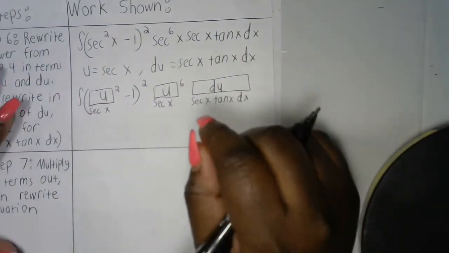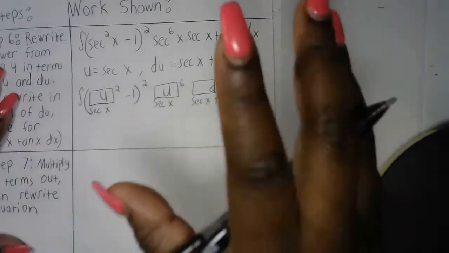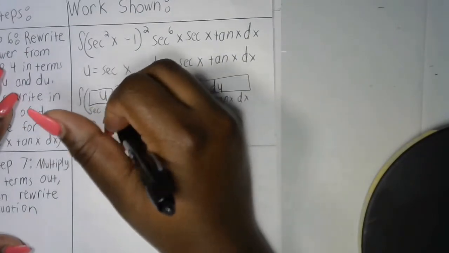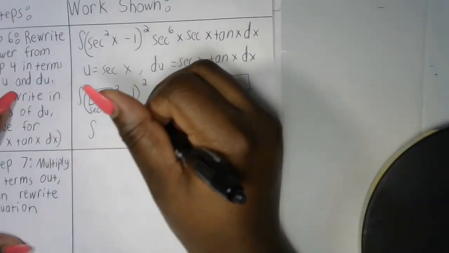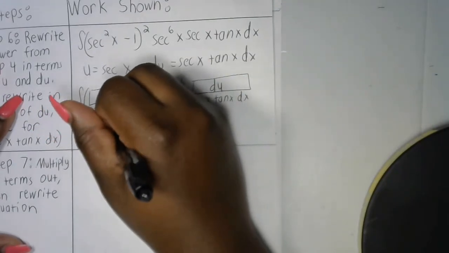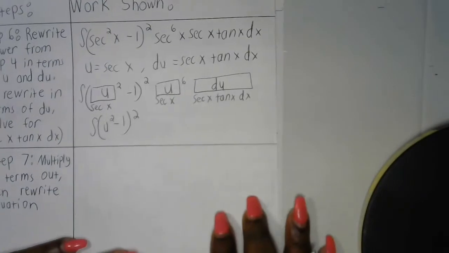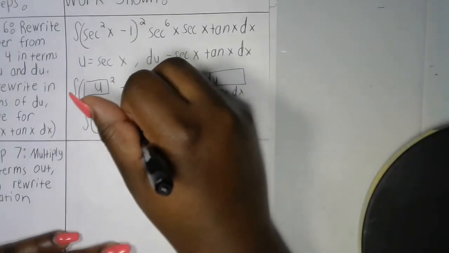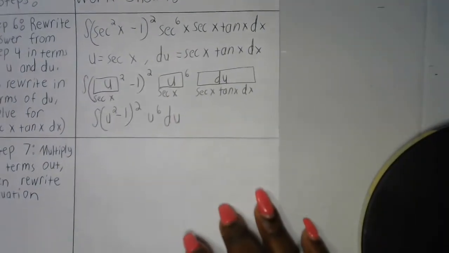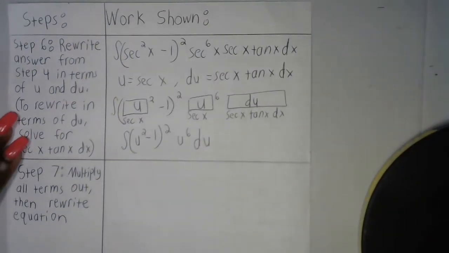So anyway, now that we've rewritten it, let me clear this up a little to make it look more presentable. Now that we've rewritten it, it would look like this: the integral of u squared minus 1, and this whole thing squared, times u to the 6th du. All right, so now we've completed step 6, so let's go to step 7.